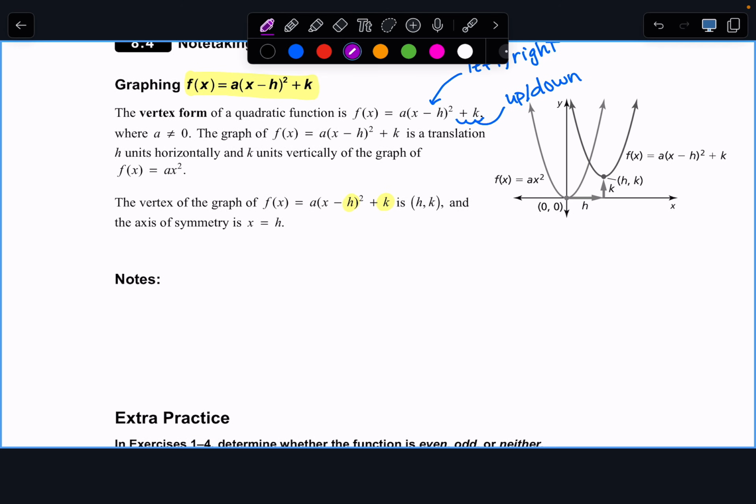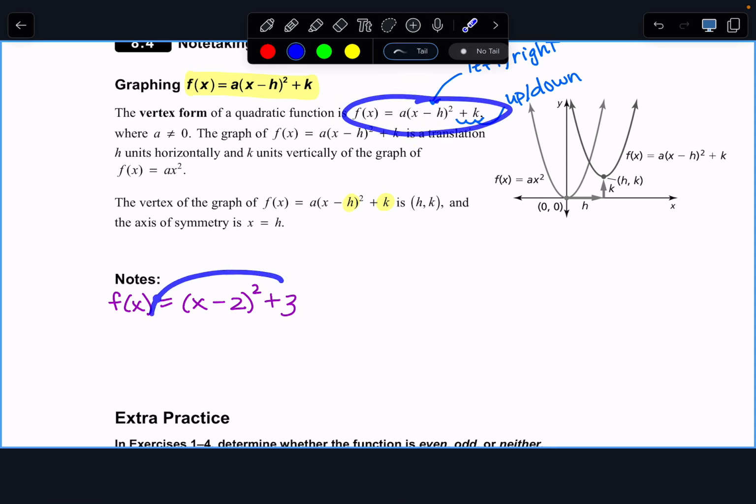So let's talk about a couple of these. I want you to write down f of x equals (x minus 2) squared plus 3. Okay, first of all, does this look like it's in vertex form? Does this have the same notation as that? Okay, it does. I don't see an A. That just means it's the same shape as our parent function y equals x squared, okay?